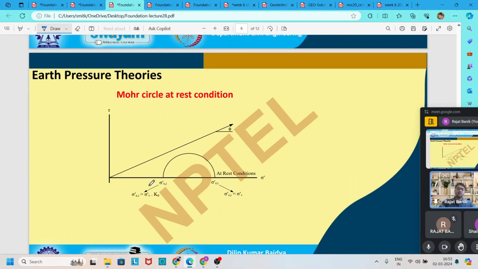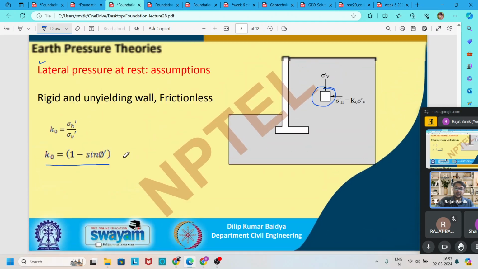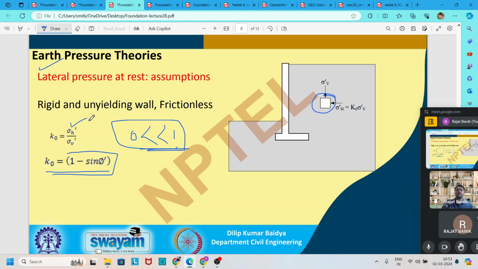And if you draw one more circle based on this stress, by this formula you can see that it is 1 minus sine phi. We know that the value of sine phi is between 0 and 1, so it is always less than or equal to 1. So we can say that the horizontal pressure is also less than or equal to the vertical pressure.